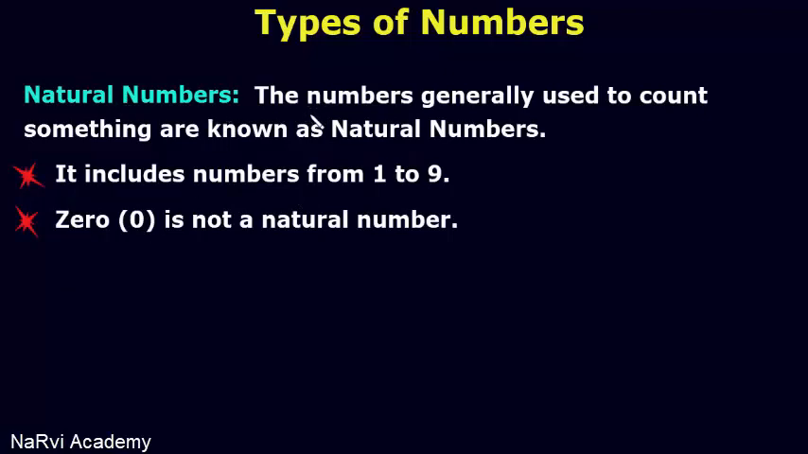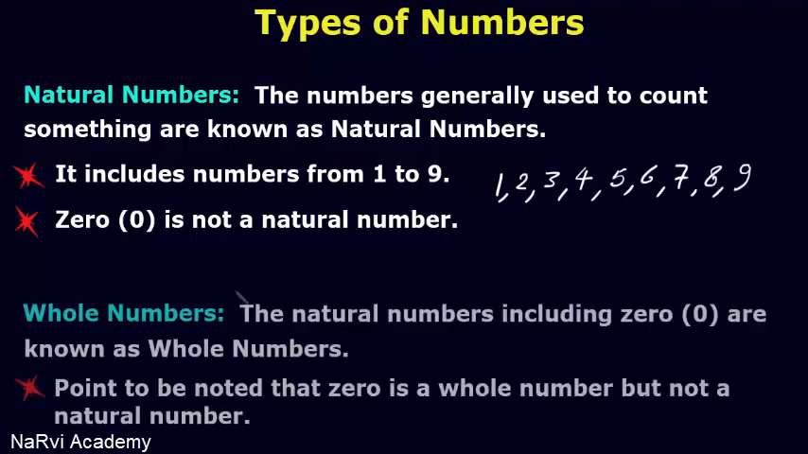The numbers generally used to count something are known as natural numbers. It includes numbers from 1 to 9. And remember, 0 is not a natural number. Why is 0 not a natural number? Because if you are counting something, you cannot start counting from 0. You must start counting from 1. So natural numbers are 1, 2, 3, 4, 5, 6, 7, 8, and 9. These are the natural numbers.